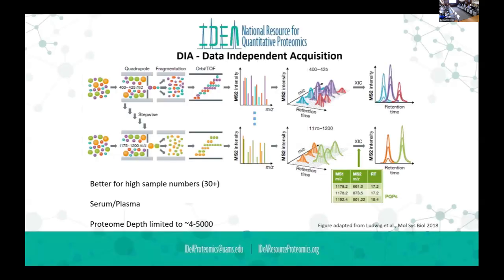And I'll throw this up to start. This is our DIA standard slide that we've been operating under. You can see you quadrupole isolate some mass window, you fragment, and then you have chromatograms that contain the precursor and the fragment ions. You can see where they align. We typically do this, or recommend to our customers when we have more samples. Serum plasma definitely works better with this.